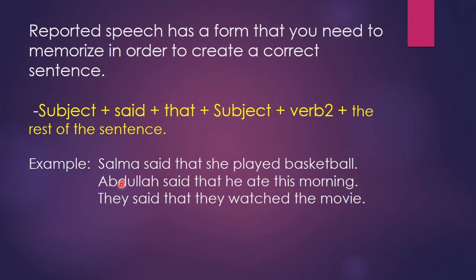Abdullah said that. Abdullah is the subject, then said, and then that. Then comes the other subject, which is he. Then comes the verb 2, an irregular verb, from eat to ate. Then comes the rest of the sentence, this morning. They is the subject, said that. Then they, the second subject, and watched the movie, the rest of the sentence.